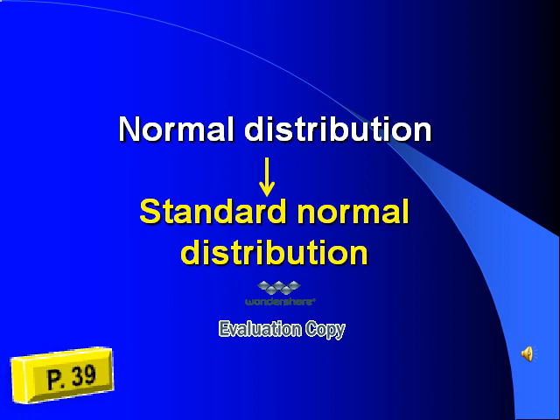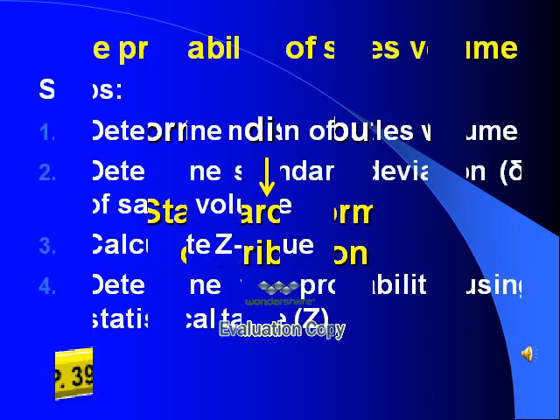The area between positive 1 sigma and negative 1 sigma has a probability equal to 68%, and the area between positive 2 sigma and negative 2 sigma has a probability equal to 95%, and the area between positive 3 sigma and negative 3 sigma has a probability of 99%.